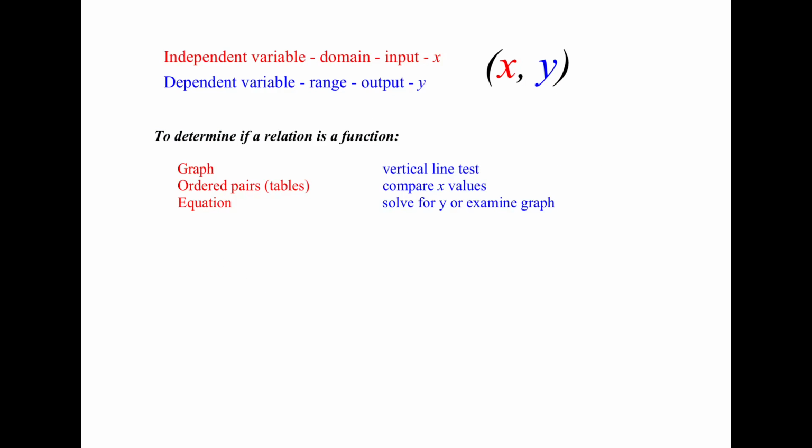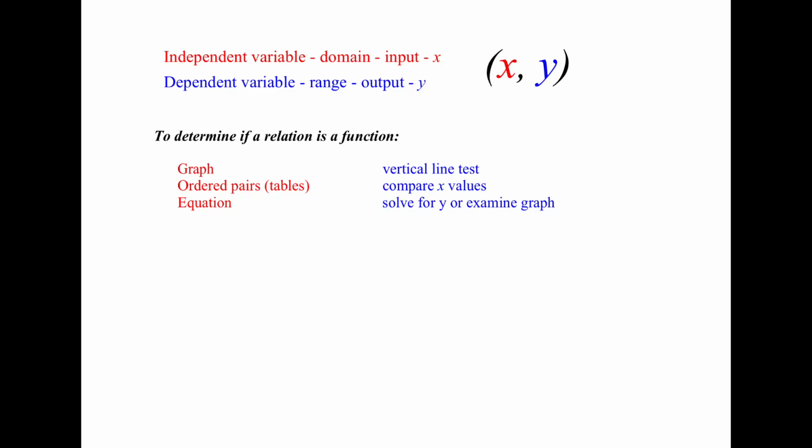So independent, dependent. Independent is your domain or your input, which is your x value. So all your x values represent the domain of the function or the relation. Dependent variable is the range, which is the output, typically your y value. Once again, your range is all values of y for that particular relation.